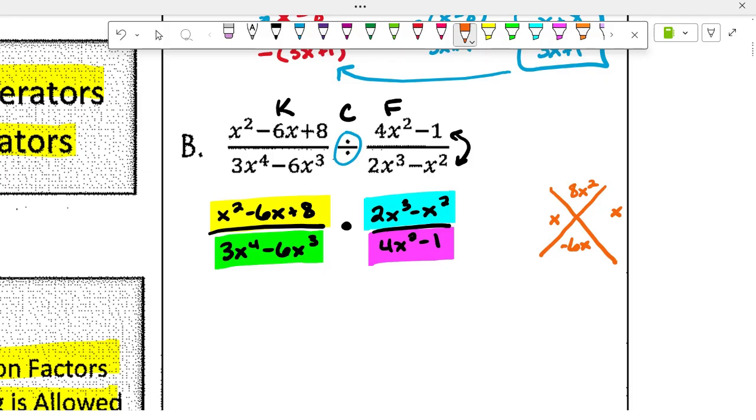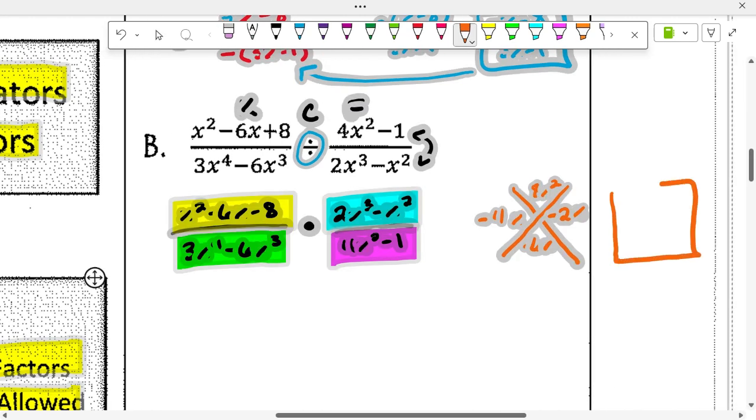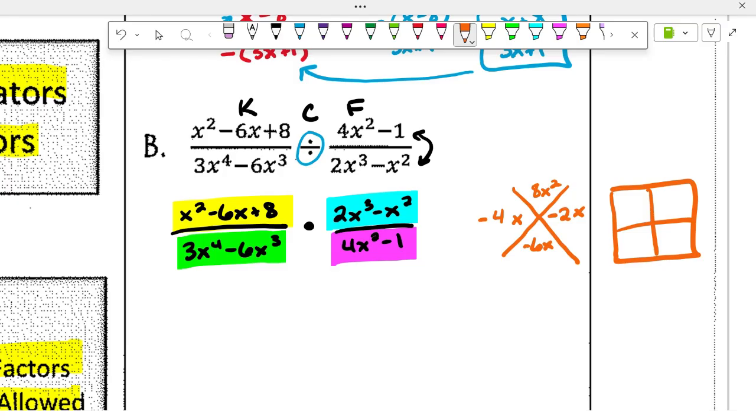If you're multiplying to get a positive but adding to get a negative, what's true about the signs of your factors? They're both negative. So what are two factors of 8x squared that will add to negative 6x? Negative 4, negative 2. Now I can make my reverse box. I use the first and last terms of the original, so x squared, 8. Then I use my two factors that I came up with: negative 4x, negative 2x.